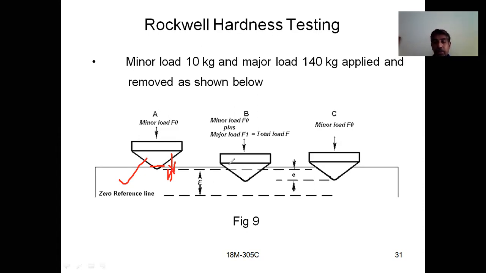Later, if you see here, you are applying a major load. The minor load is already there and you are applying a major load. Because of this total load, what is happening? The indenter is penetrating to this much. And you are removing the major load. If you find out the difference, this E value gives the penetration of the indenter because of this major load.